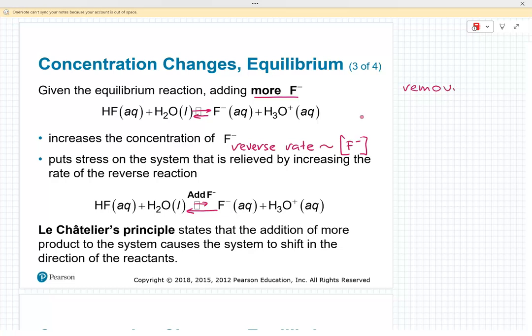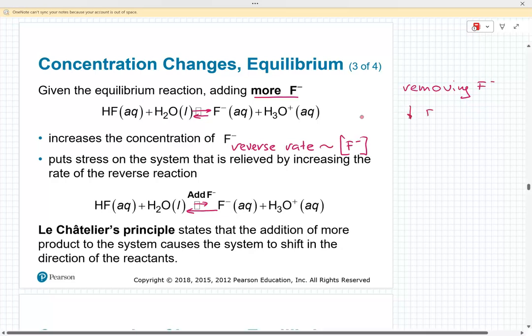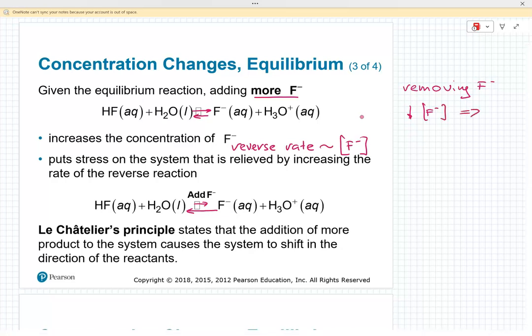Yeah, so let's add lower concentration of fluoride. Okay, makes sense? Reverse is slower, okay? Which means shift to products.